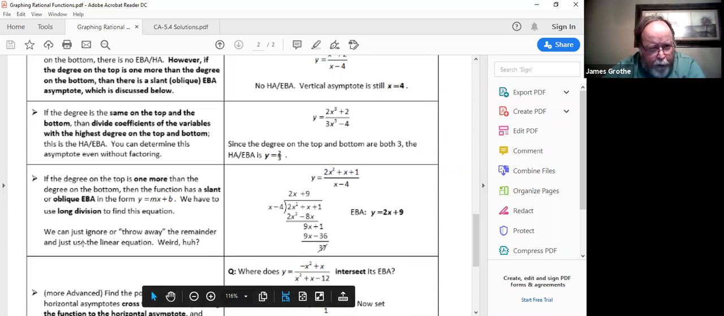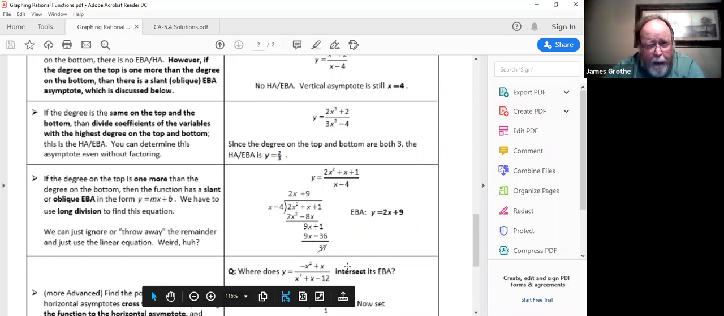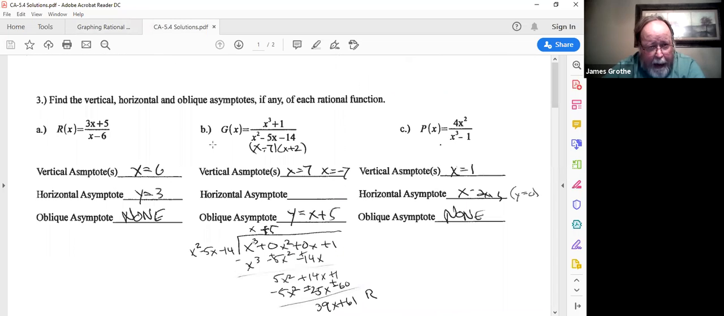What we're going to do is, once we get to the remainder, we're going to just ignore the remainder and look at the quotient. And that quotient will give us the equation of our slant asymptote, our slanted line that the curve will approach. In this case, it will be y equals 2x plus 9. Okay? Anyway, we'll be coming back to those quite a bit as we go back to our paper and look at the finished problem at the top.